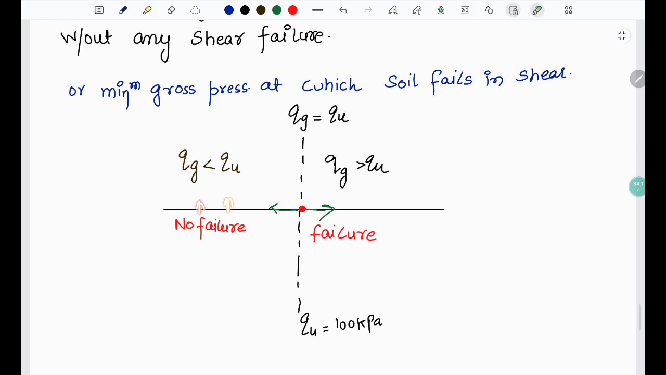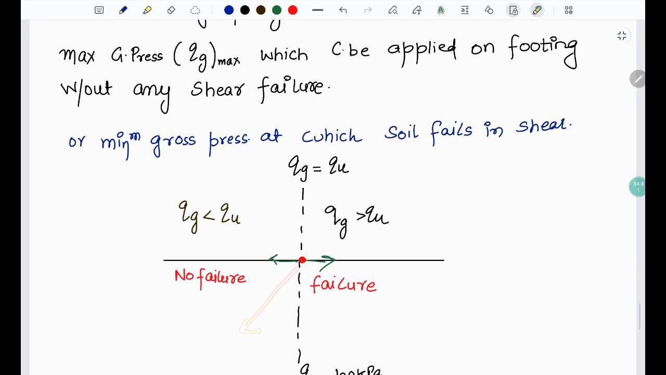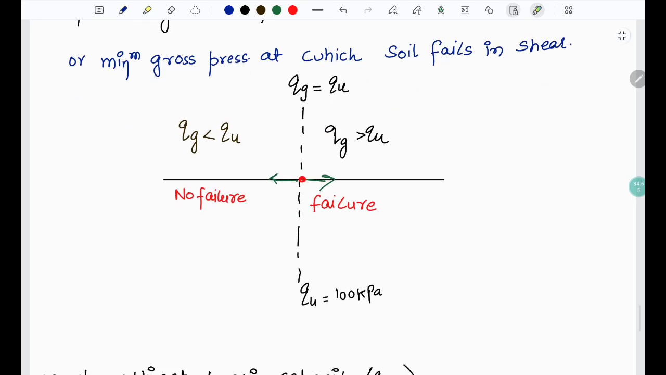So you keep increasing. Let's say the ultimate bearing capacity of the soil is 100 kilopascal. So you will keep on increasing, and exactly at 100 kPa, the soil is on the verge of failure. And just when you move 0.1 kilopascal above it, the soil will fail. So it is said to be the maximum gross pressure without any shear failure, and it is also said as the minimum gross pressure at which the soil fails, because just before it your soil is safe, and just at it or above it your soil will fail in shear.